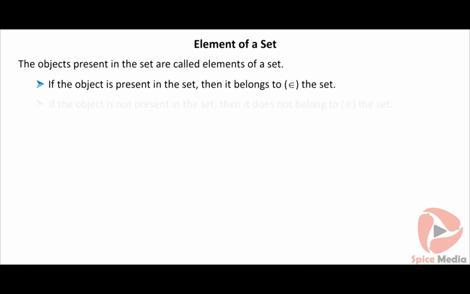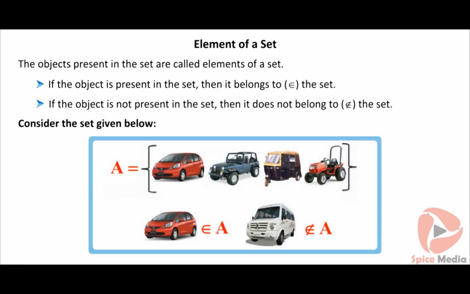Element of a set. The objects present in the set are called elements of a set. If the object is present in the set, then it belongs to or is an element of the set. If the object is not present in the set, then it does not belong to or is not an element of the set. Consider the set given below. Here, car belongs to A and van does not belong to A.